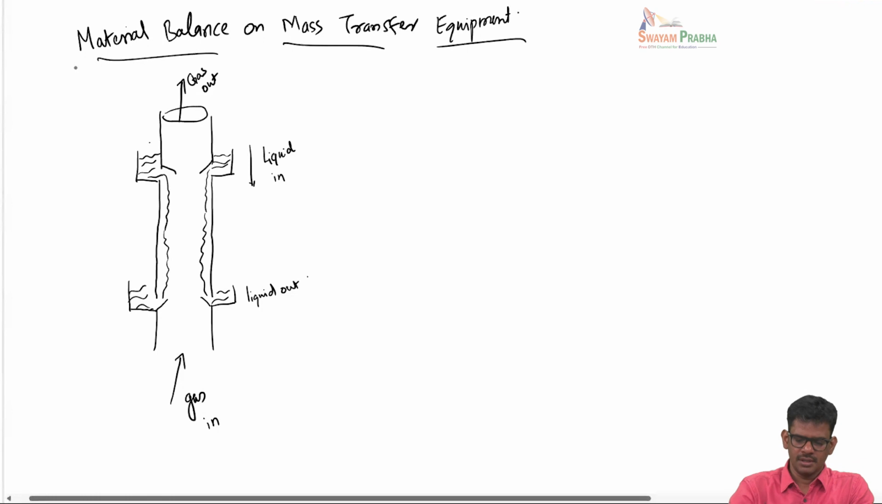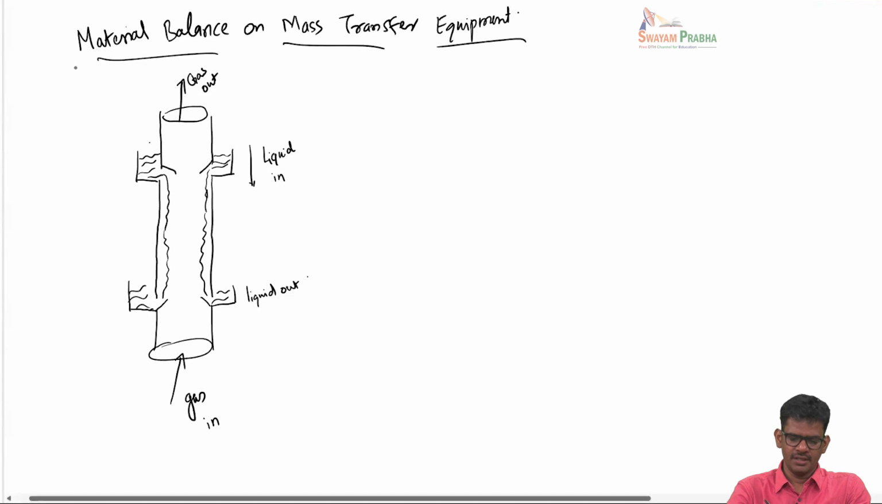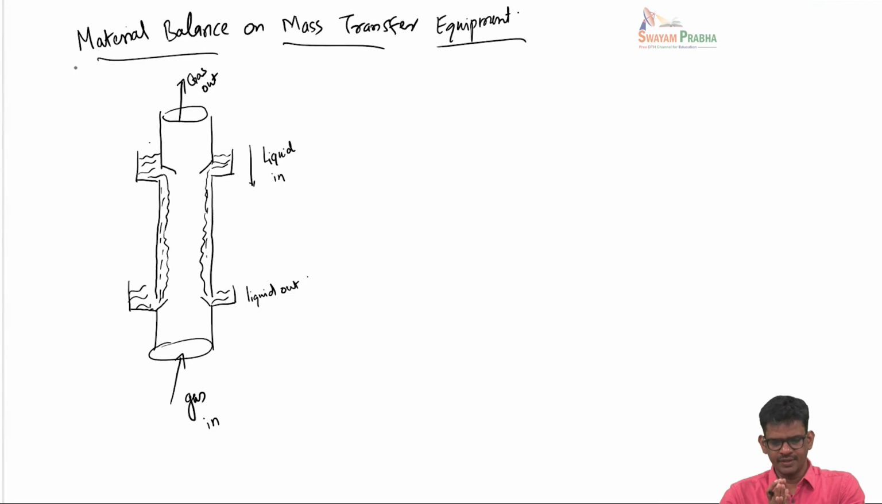So here, when this gas contains some solute, again you can take an example of an ammonia-air mixture as the gas phase, and then when it goes through the column, this ammonia is absorbed by the liquid water because of this close contact between the gas and liquid. Okay, this is something we have already seen. It's a very simple apparatus to study absorption.